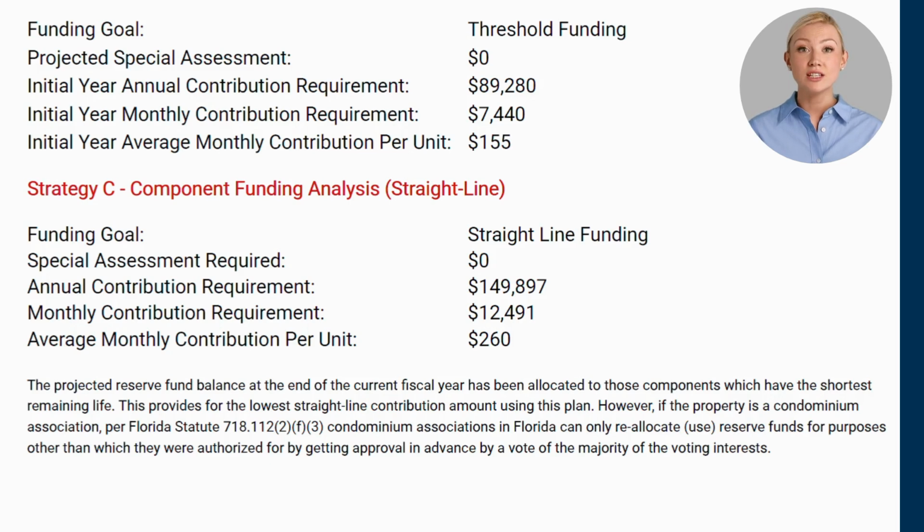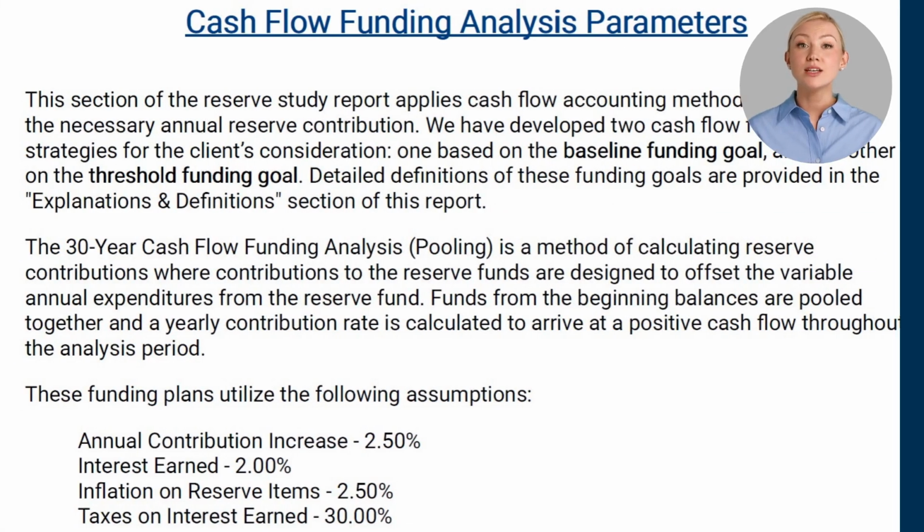For each strategy, the initial year's required contributions are shown in three ways: annual, monthly, and average monthly per unit. A common question we hear is whether these amounts are in addition to your current reserve contributions. The answer is no. These figures represent the total recommended contributions, not something to be added on top of what you're already contributing.